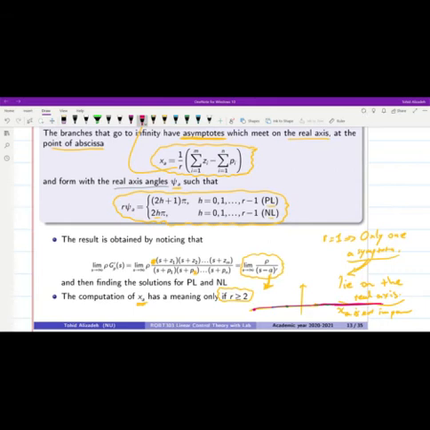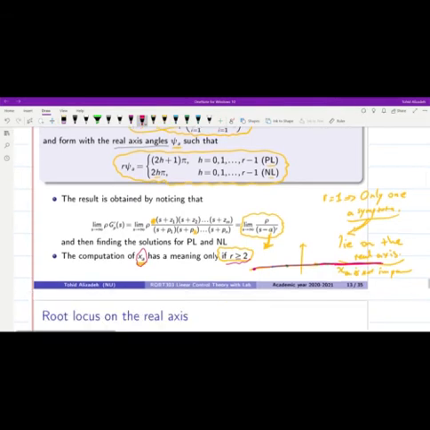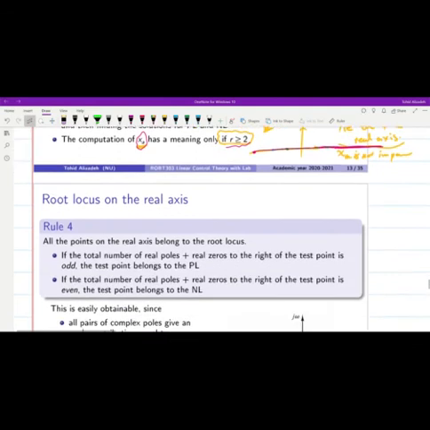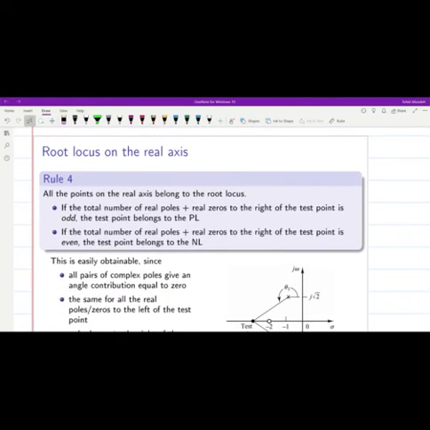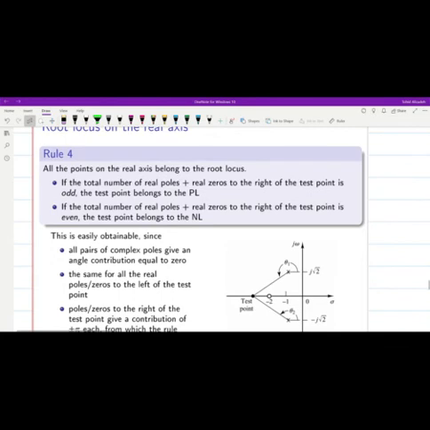So only when r is bigger than or equal to 2, we will be interested in finding the point of abscissa for our system. The next rule is regarding the root locus on the real axis. As a general rule, we should know that all the points on the real axis belong to the root locus. Some part of the real axis belongs to the positive locus, and some parts belong to the negative locus. How should we determine which part belongs to the positive locus and which parts belong to the negative locus?